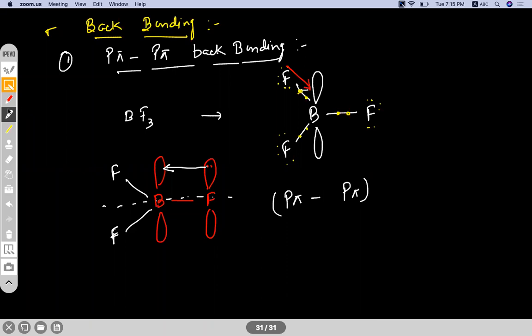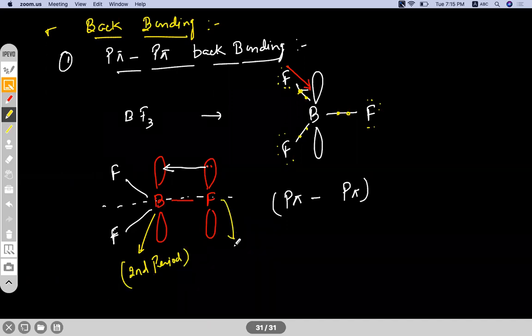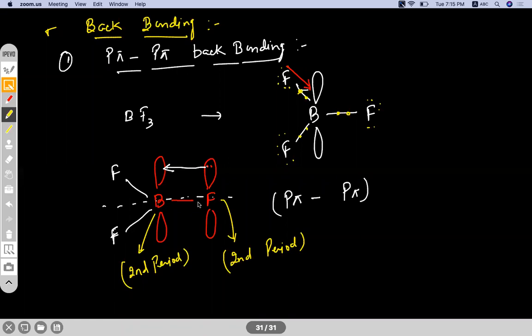P-pi back bonding is possible when the two atoms belong to the second period. Mostly it happens in this case only. It is called back bonding because one sigma bond has already been formed, then fluorine forms a bond again. After the formation of the sigma bond and the molecule, fluorine donates its electron back to boron. When you draw the Lewis dot structure, you give electrons to fluorine, and fluorine donates its electron to boron. That's why it is back bonding. Clear?